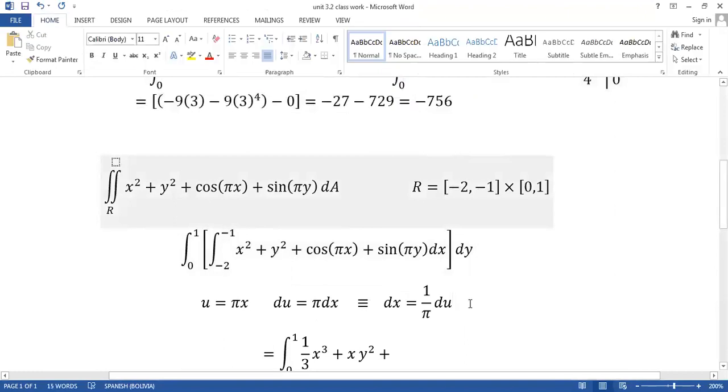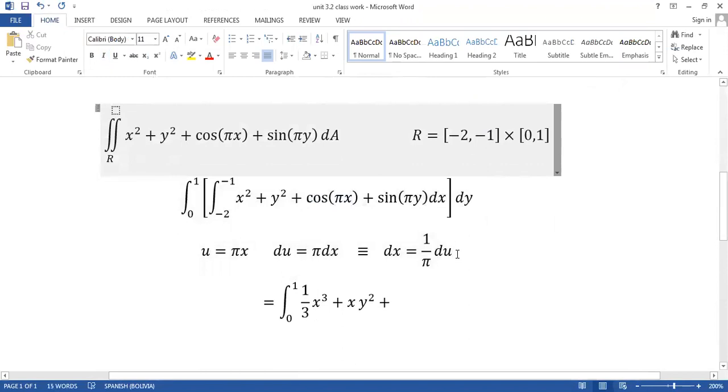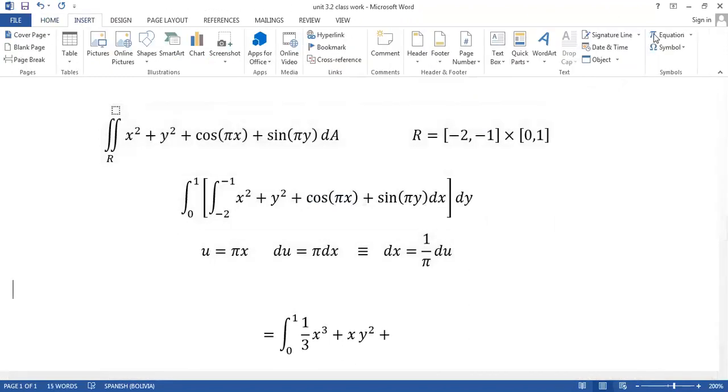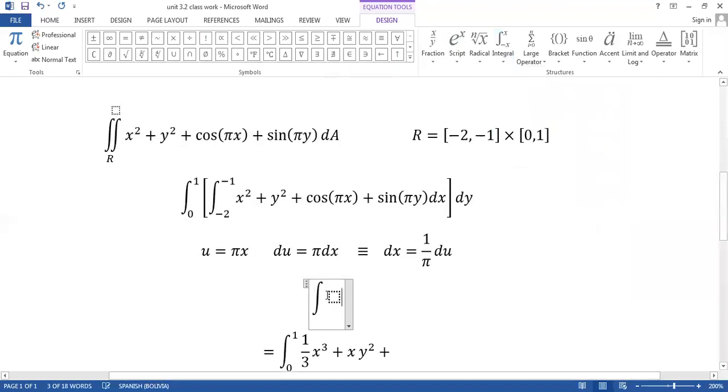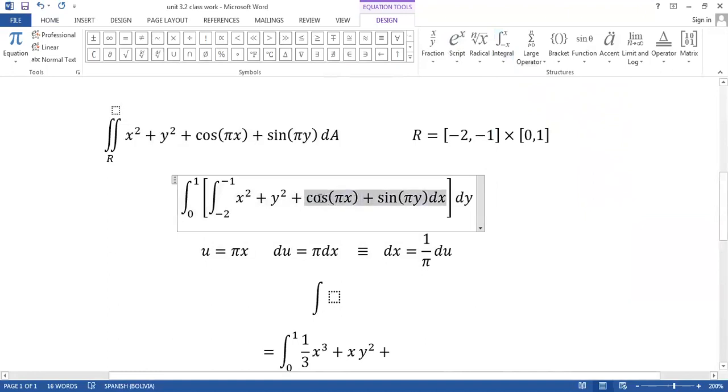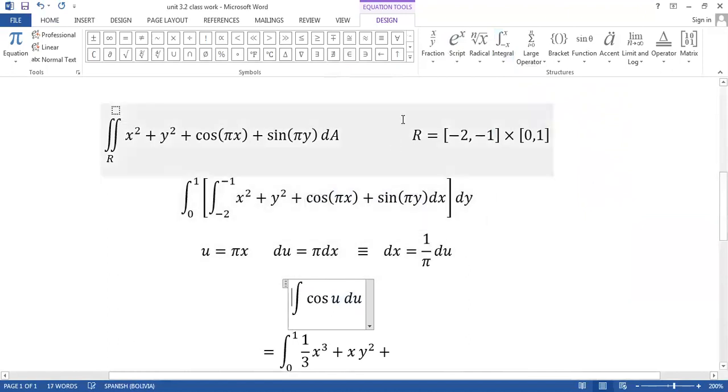Yeah? Right. So this integral here can be rewritten as, I'm just going to work it that way. The integral of cosine u du. And then we put our 1 over pi in front.